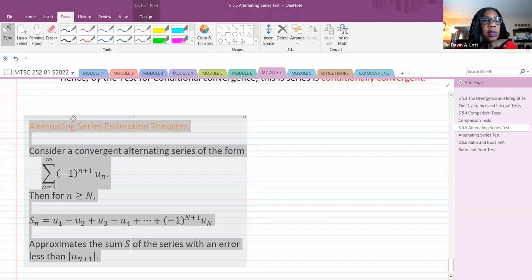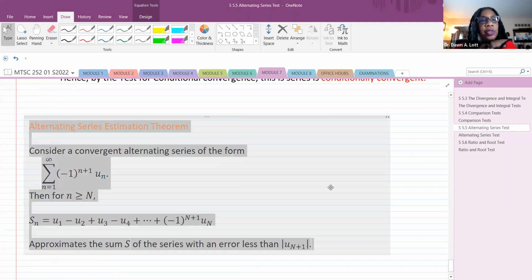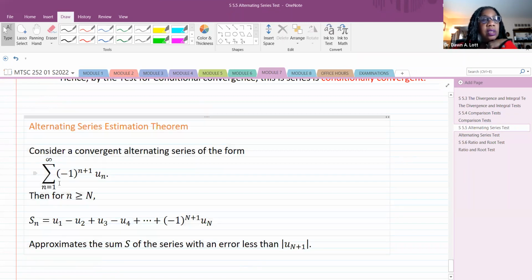Okay, so we're going to assume that we have an alternating series, and our alternating series is the sum of (-1)^(n+1) times u_n. So this is a series going back and forth in terms. What we want to do is compute, and that should be a capital N. So I'm going to fix that if I can.